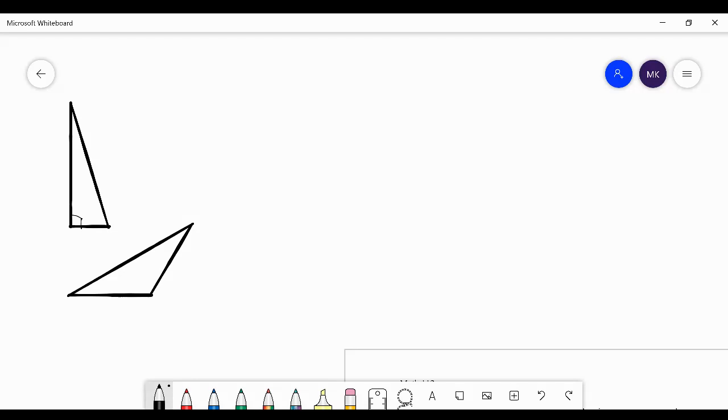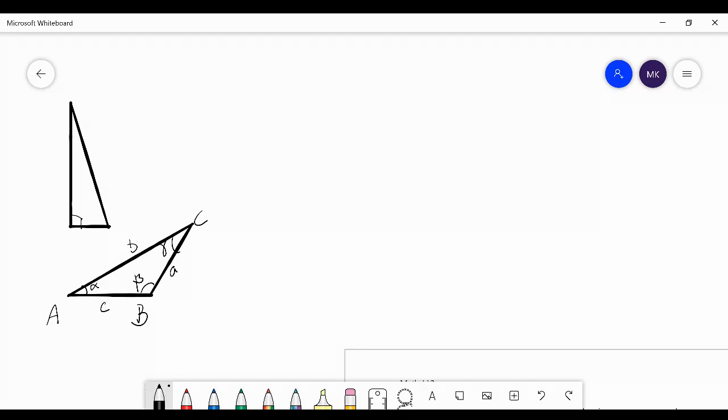And these have that standard labeling, where we label our vertices A, B, C. Our angles are labeled alpha, beta, gamma. And our side lengths are little a, little b, little c.